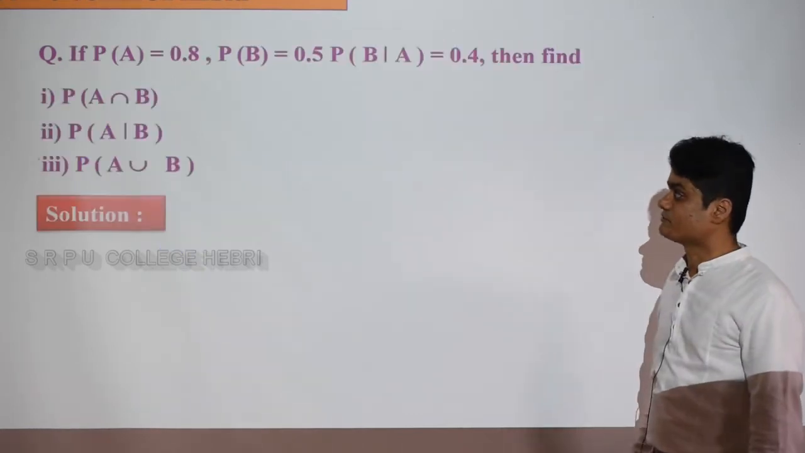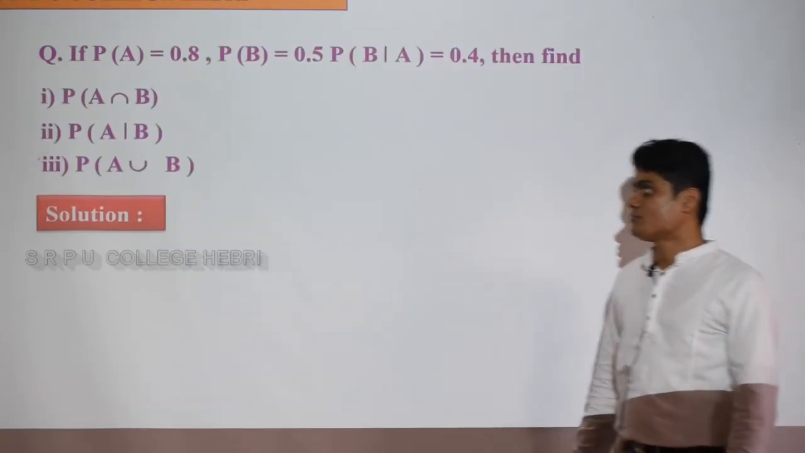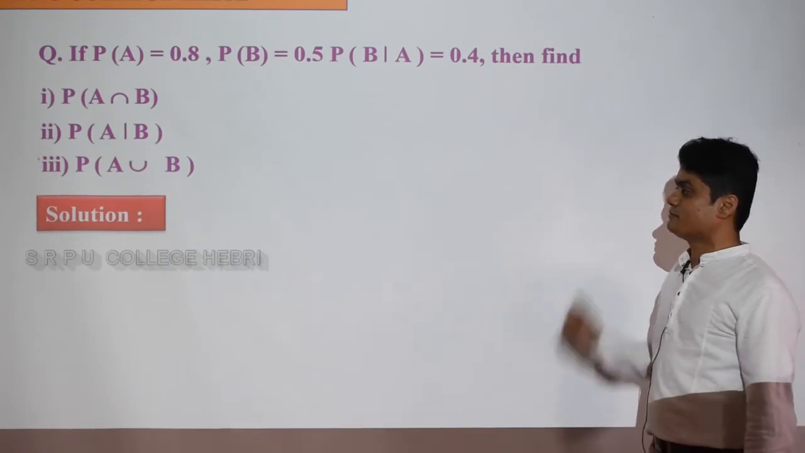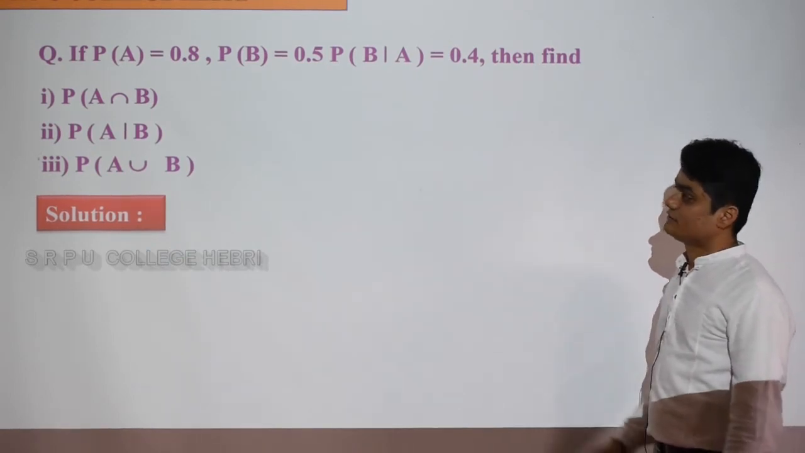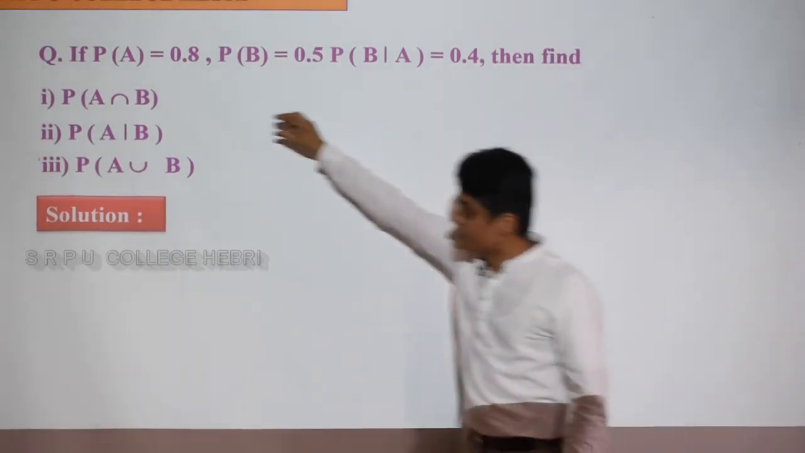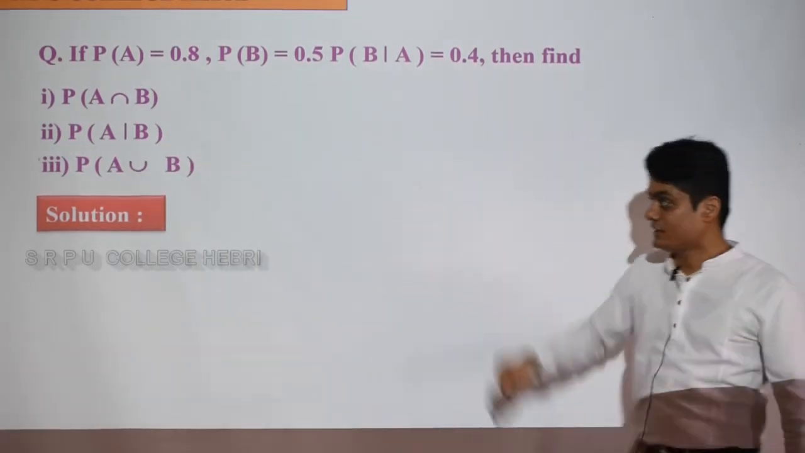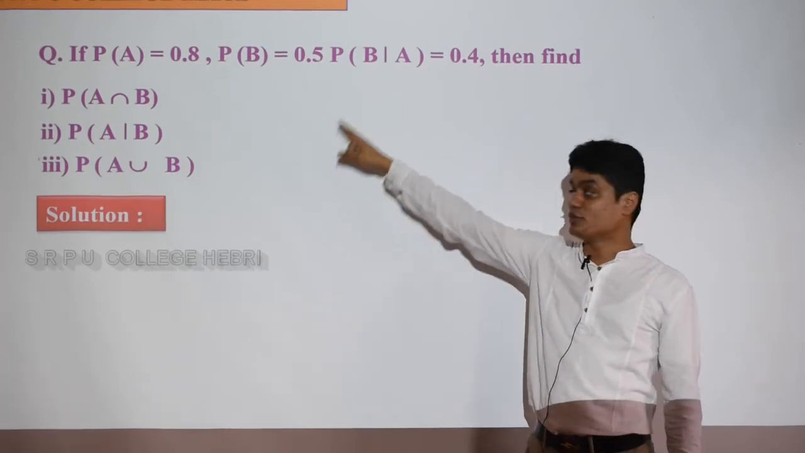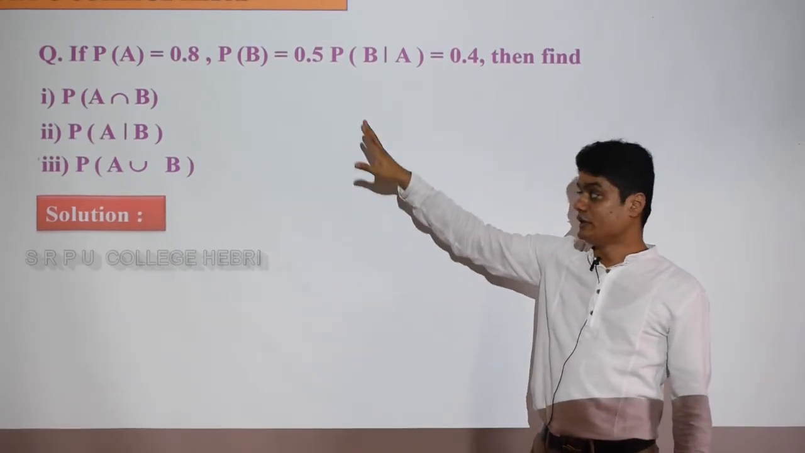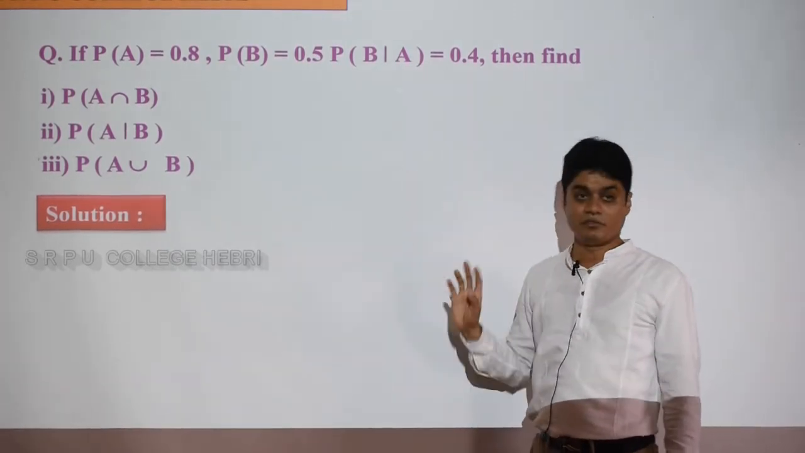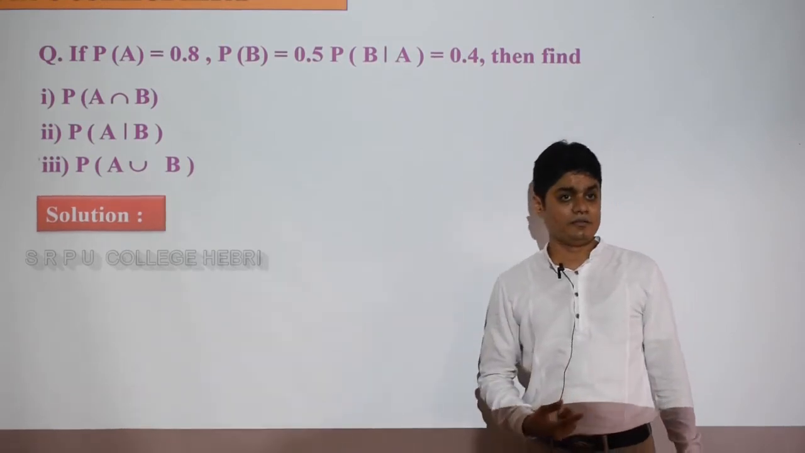Okay, next: if P of A is equal to 0.8, P of B is equal to 0.5, P of B bar A is equal to 0.4, then find. Remember, individual problems are 1 mark questions. I told you the 10th one will be the conditional probability. Remember, there are 3 questions here, and you will not get all the 3 questions together. One out of the 3 will come, for the 10th question.